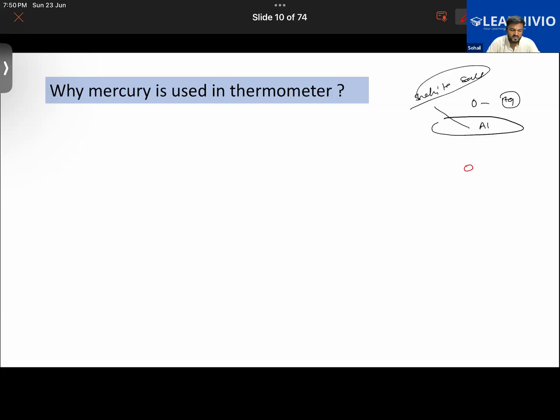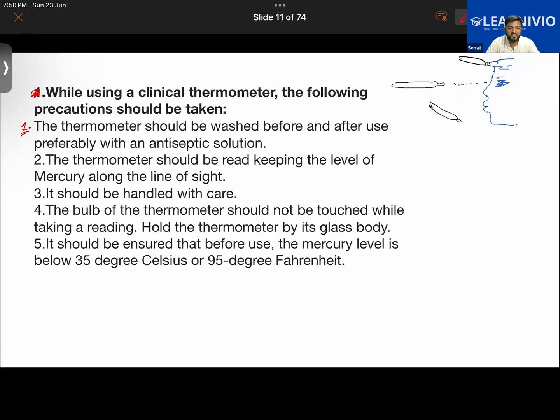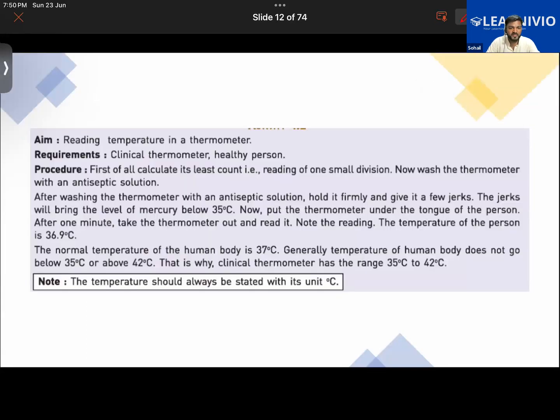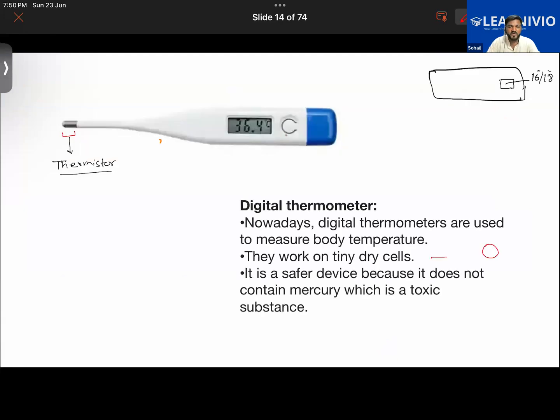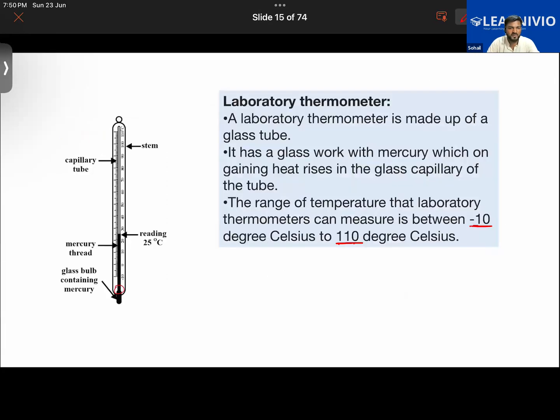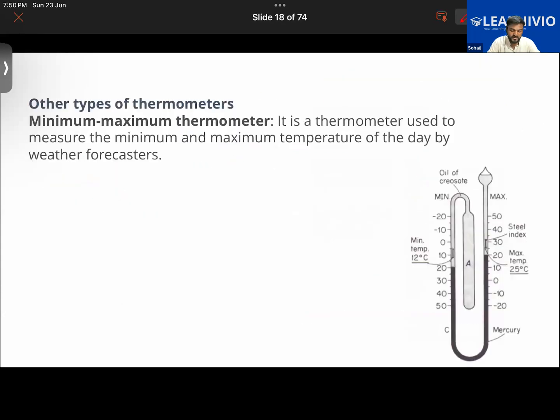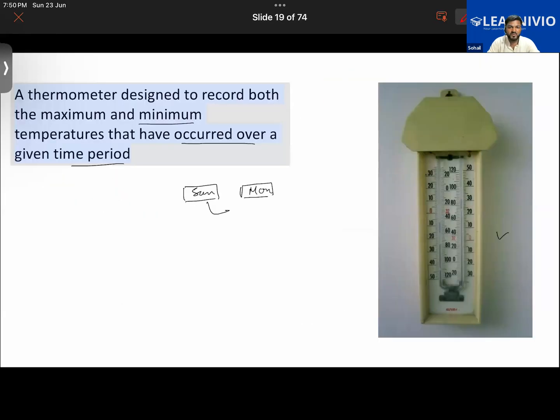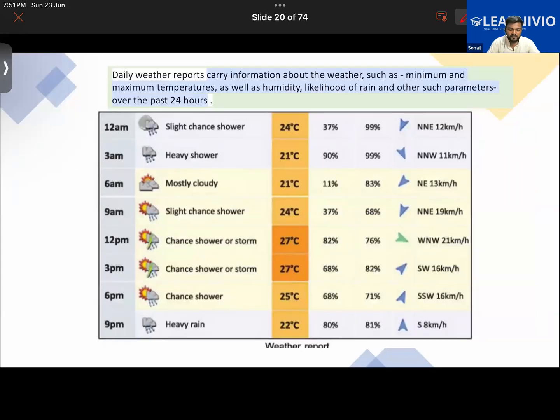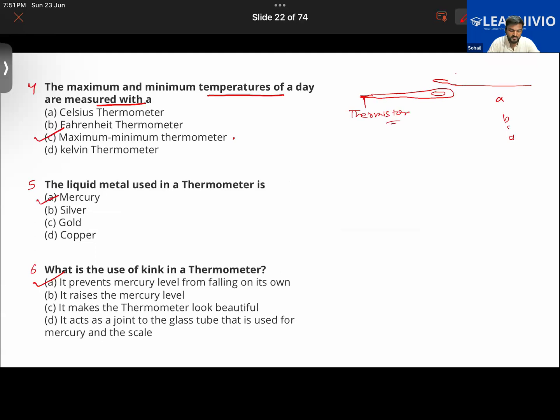Let me quickly recap the things we learned. We learned about the precautions you have to take while using a clinical thermometer. Then we learned that mercury thermometers are not suitable because they can break and be very toxic, so you have digital thermometers. For measuring temperatures between -10 and 110 degrees Celsius, you would use a laboratory thermometer. You will learn the precautions during revision. Then you have the maximum and minimum thermometer. Let me quickly cover this, then we can continue.